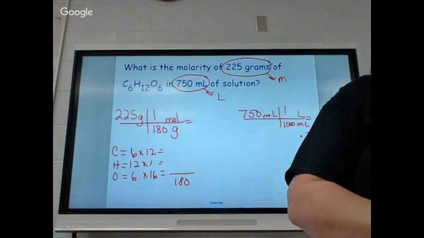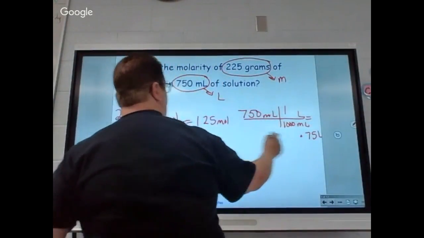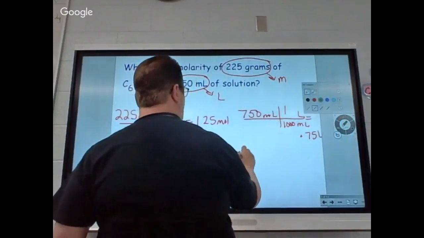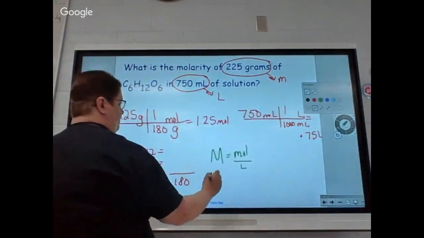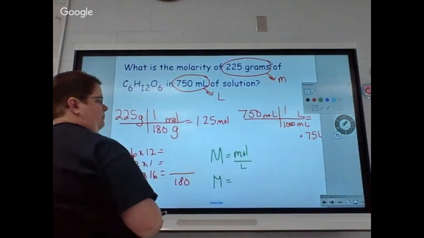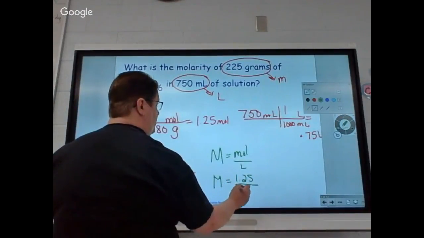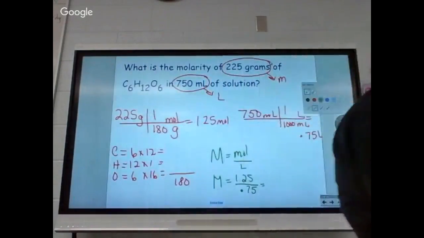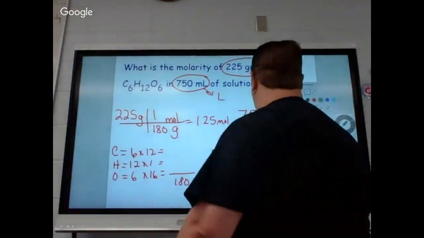225 divided by 180, 1.25. All right, so my formula is big M equals moles over liters. I know big M is what I'm looking for, right? My moles are what? My liters are? So all I have to do is what? So 1.25 divided by 0.75, and I get 1.66.